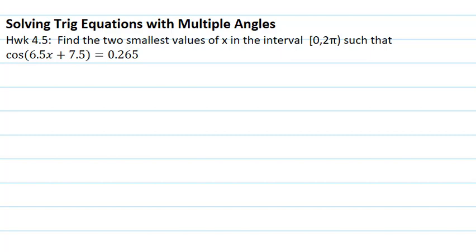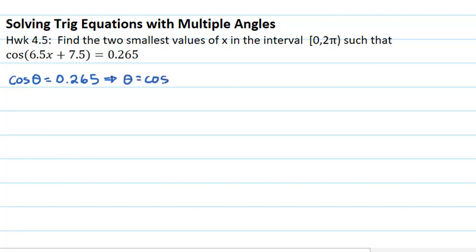And my formula packet has the cosine of the most popular angles, which are multiples of 30 and 45, but 0.265 is not one of those. So I know that for this I'm going to need to use my calculator. So I'm looking to solve an equation cosine of theta equals 0.265. And I will do that by finding theta approximately as the inverse cosine of 0.265. And I will do that in my calculator.